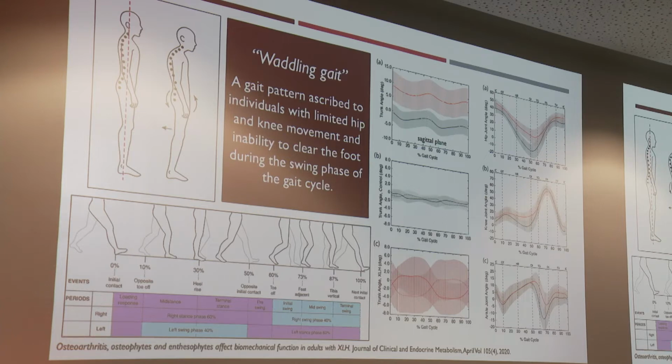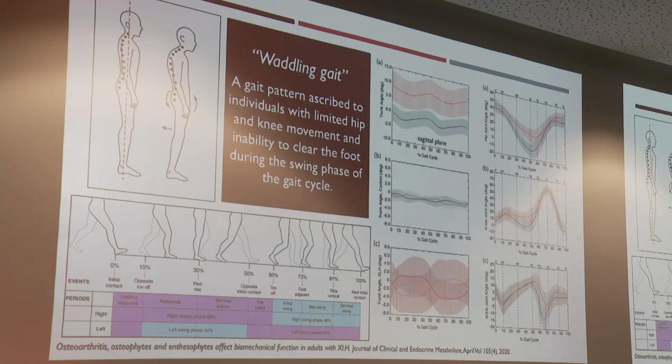And here, when we talk about the trunk angle, this is the trunk angle in the medial lateral plane. What you see here compared to the controls, I think I pointed to it incorrectly before, is that because of the calcifications, it's very difficult for these individuals to clear the foot when they're in the swing phase. And so what they'll do, so they can swing the right foot, is they'll lean to the left side so that the foot can clear.